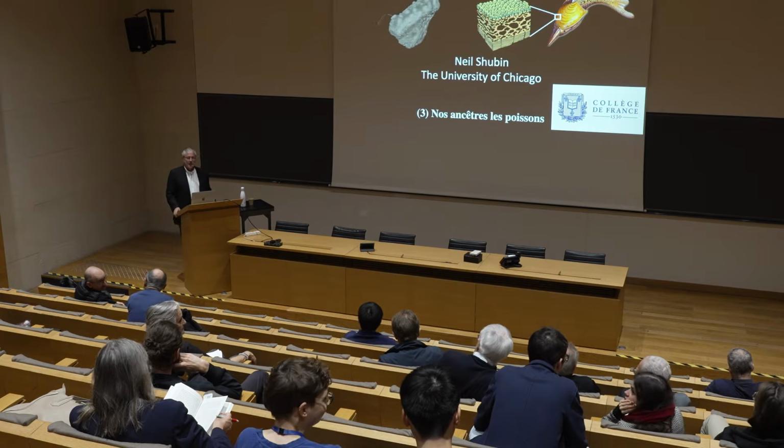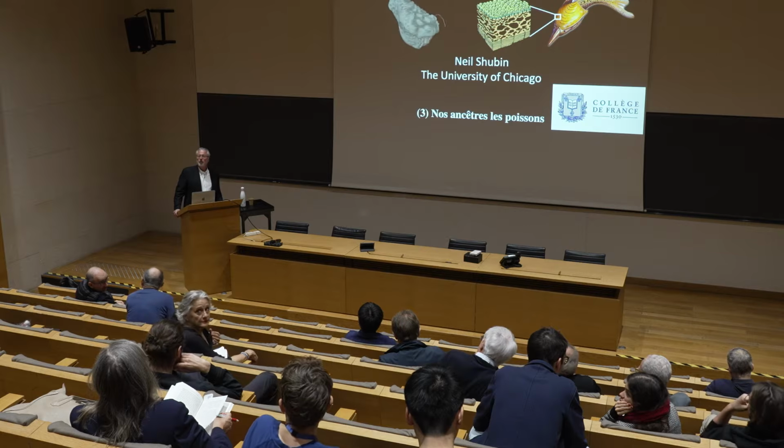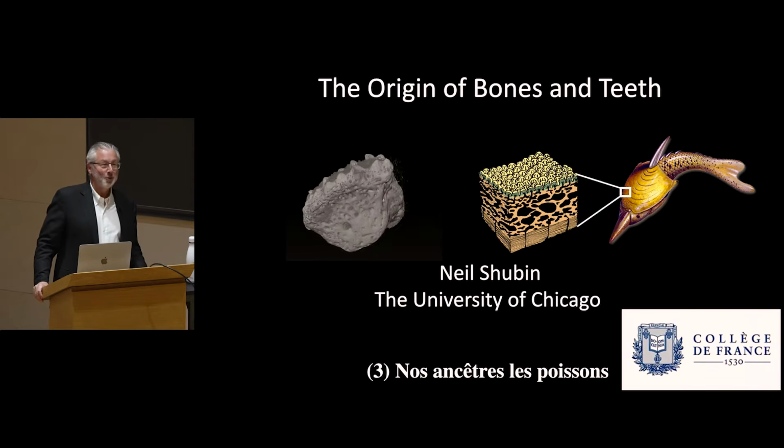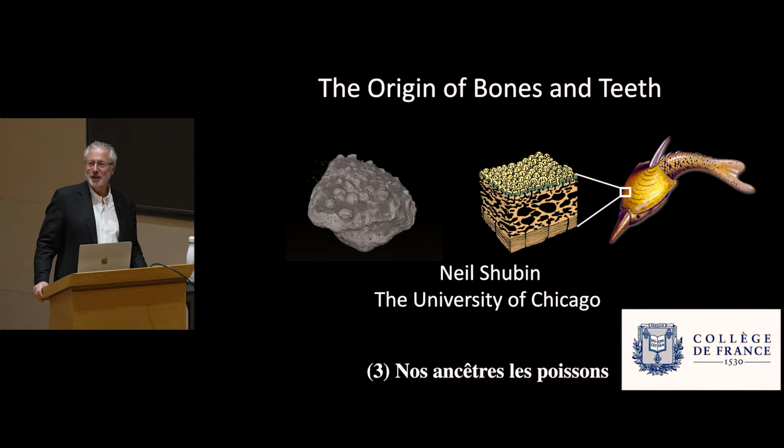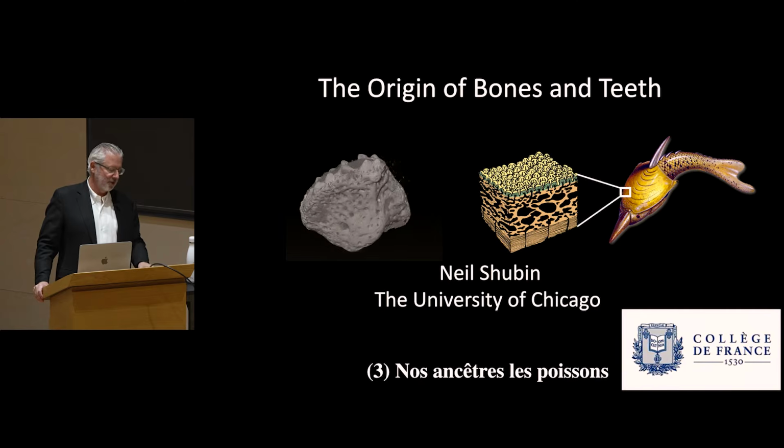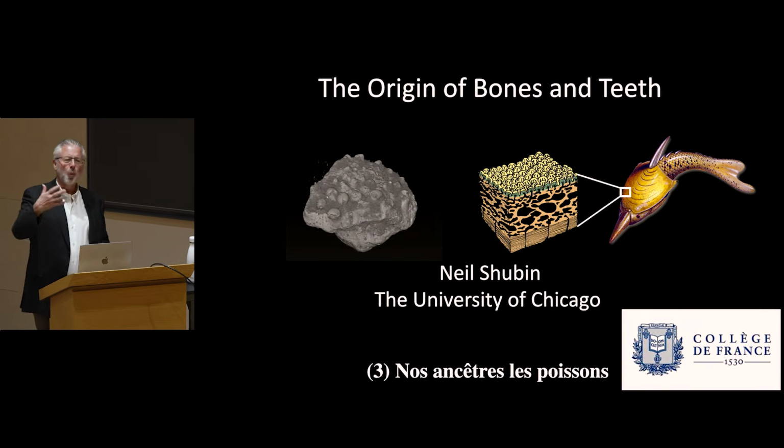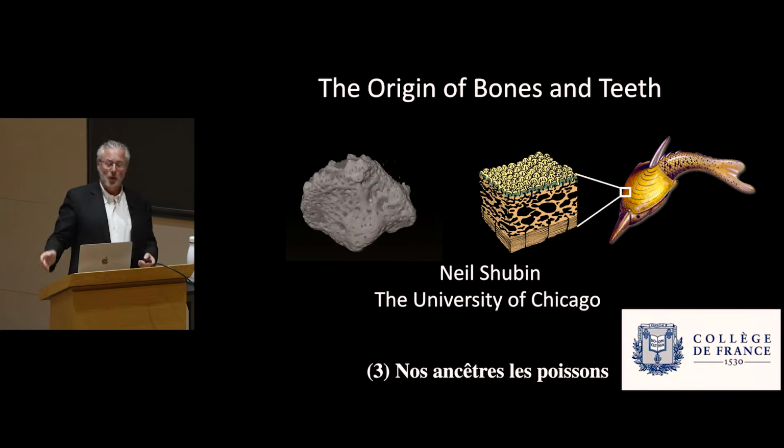Okay, good morning, and welcome to our third lecture on the history we share with fish, known as ancêtres les poissons. Today we're going to talk about the origin of bones and teeth. We're going to go deeper in time than we have with the previous lectures. What I'd like to do is to start just by going back where we've been and where we're going.